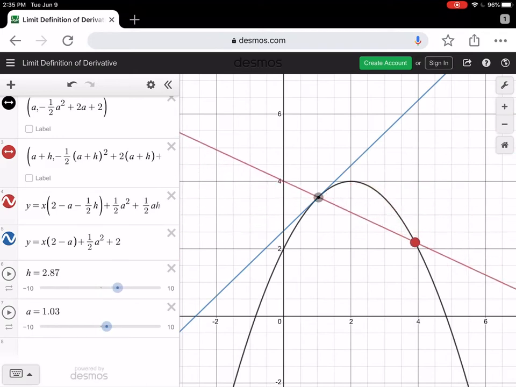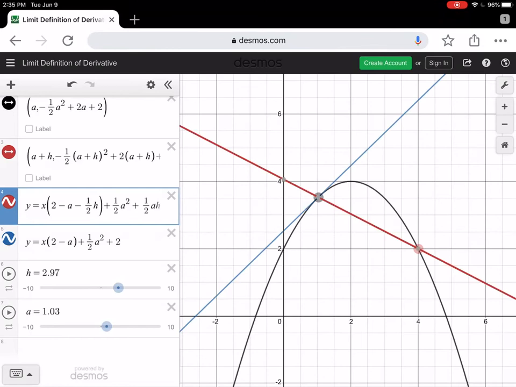And h is the distance between that point there that is fixed and some other point. So the blue line is the tangent line. That's what I'd really like to know. I don't know how to find that yet, but I do know how to find this red line. This is the average rate of change, the secant line. We know how to find that. We can use our average rate of change formula.